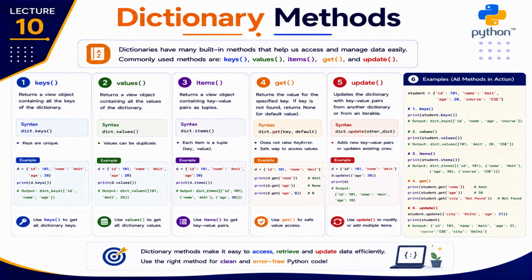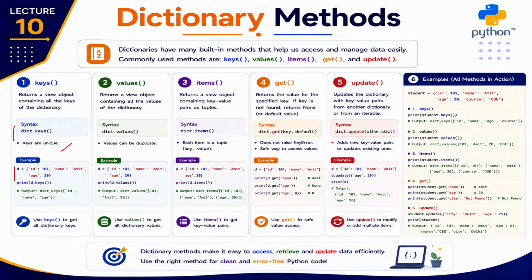Now, the first method is keys. It returns all the keys of a dictionary as a view object. The syntax is very simple: dict.keys(). Remember, keys in a dictionary are always unique. Now you can see the example here. A dictionary is created, the keys function is used, and all the keys of the dictionary like id, name, and age are given in the output. So remember, we use keys whenever we need only the keys of a dictionary.